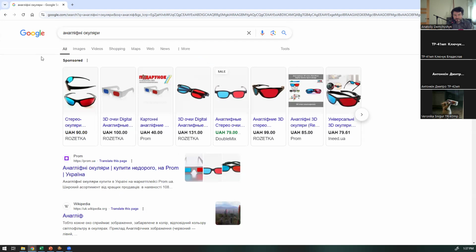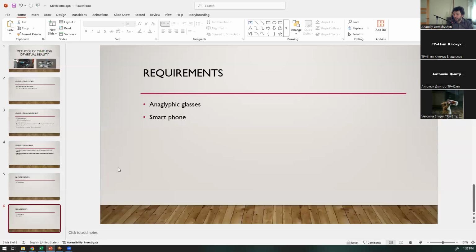If, for example, you come to YouTube and ask for anaglyphic movies, there are anaglyphic movies directly on YouTube that you can watch with those glasses. This is technology from the 70s. Let's see what we have else here. That's it. So the requirements have been covered: a smartphone and anaglyphic glasses.